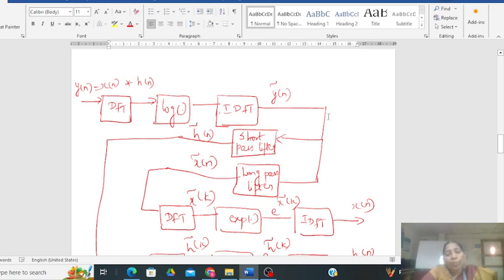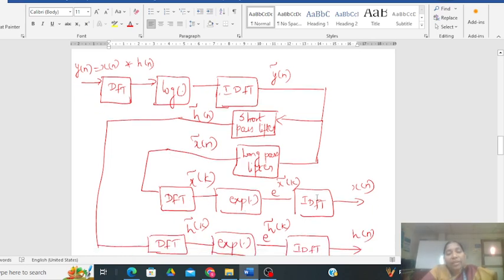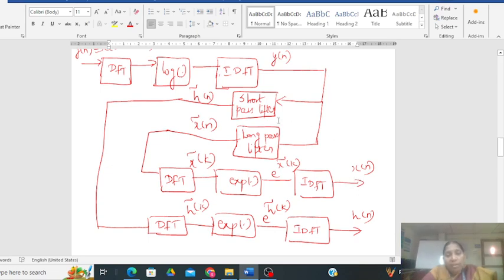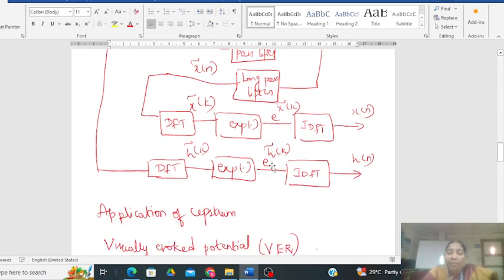When the same y bar of n is given to a long pass lifter, it gives you the output x bar of n. Then this x bar of n goes into a DFT, then exponential and IDFT, which gives you x of n. And this h bar of n goes again through DFT, exponential and IDFT, which gives you h of n. So that means from the output of the speech signal y of n, we are able to determine the input signal characteristics and the filter characteristics, like x of n and h of n. So this can be achieved by using this homomorphic filtering.